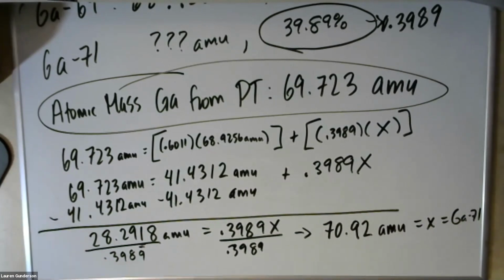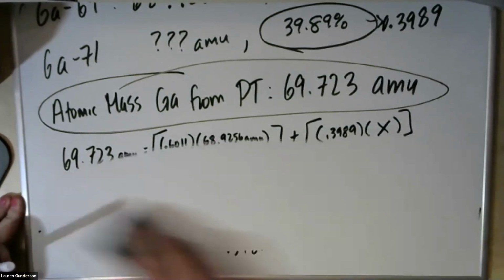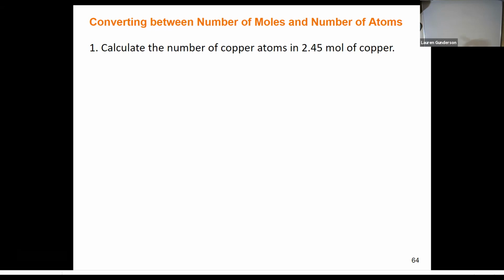Okay, so now we're going to switch gears a little bit. We have some calculations to do with grams, moles, and Avogadro's number. Our first question asks us what the number of copper atoms is in 2.45 moles of copper.